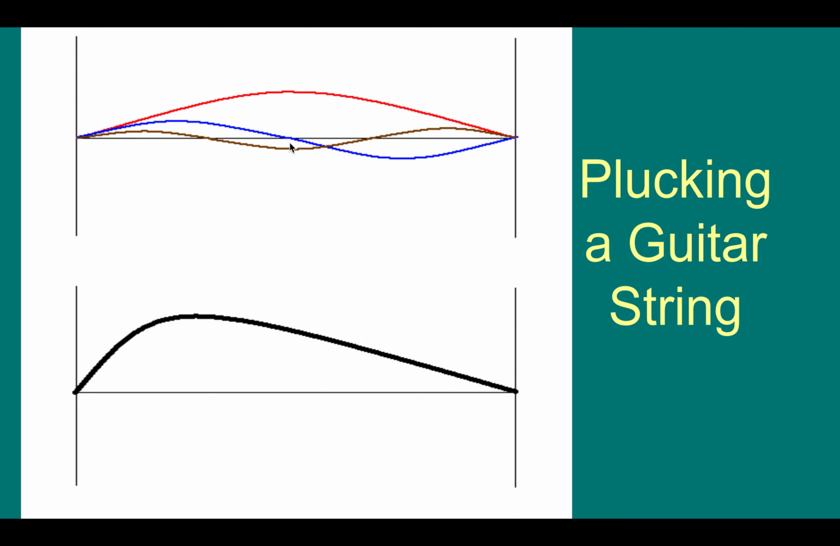If all 3 of these are present at the same time, then they're going to add up. We can see at the left end of this pattern that they all have a positive height, so the 3 heights add together to produce a large height. And down here at the right end of the pattern, we've got the red and the brown positive, and then the blue is a trough, it's negative. So there's some canceling happening down here, and we have an asymmetric pattern.